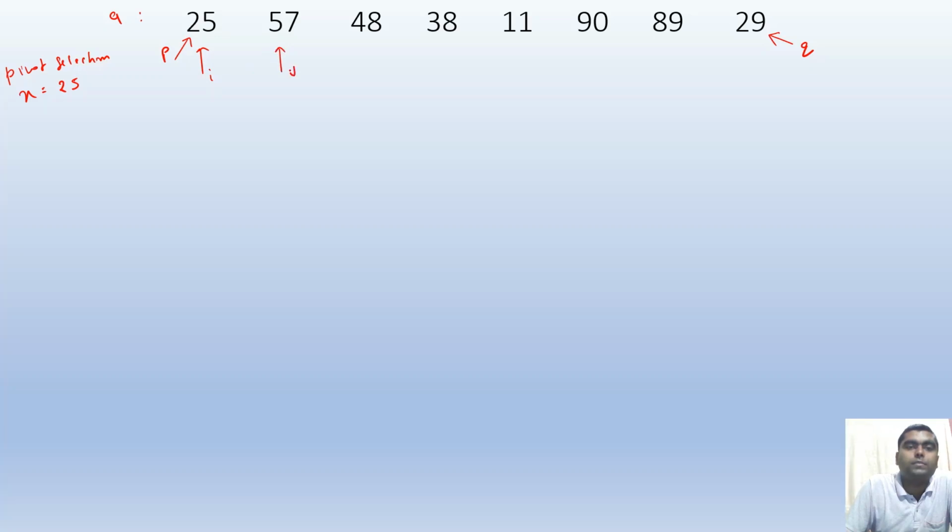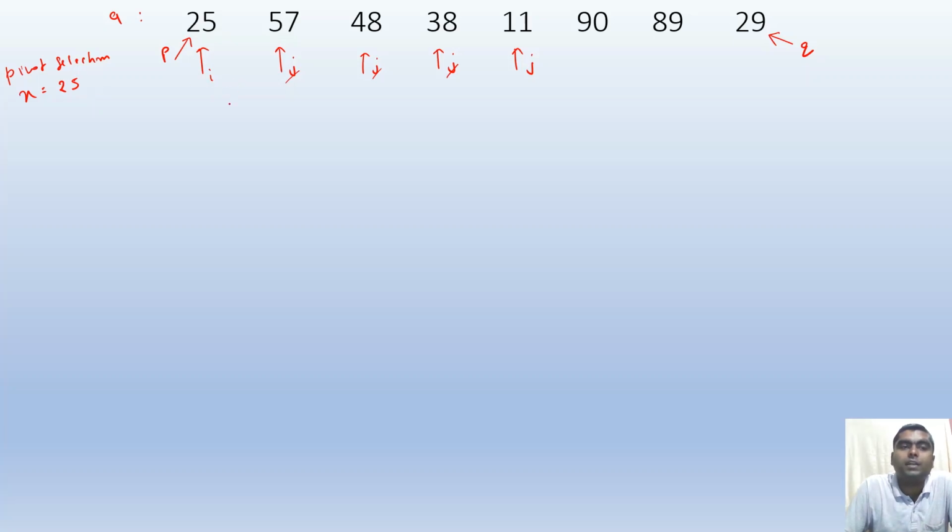Starting from next of P. So next of P is this. So is a of j less than 25? No. So just move this. Okay, is a of j less than 25? No, because our pivot is 25. So just move this. Is a of j less than 25? No, 38 is not less than 25. So just move it. Now a of j is 11. Is 11 less than 25? Yes, of course. So finally what are we supposed to do?